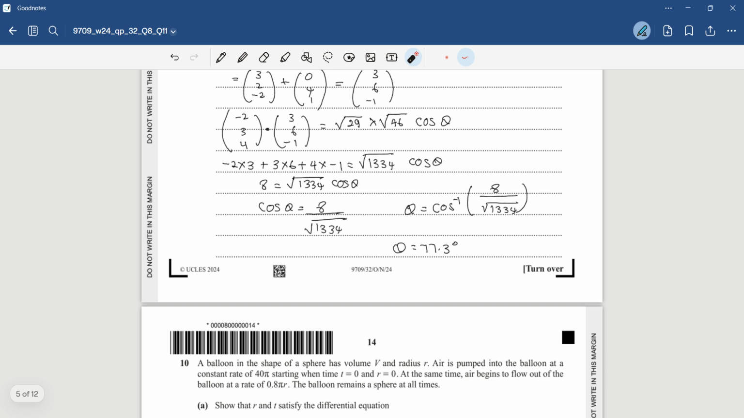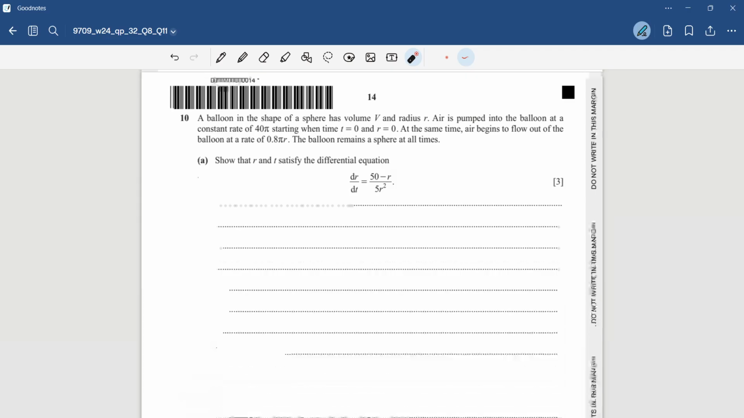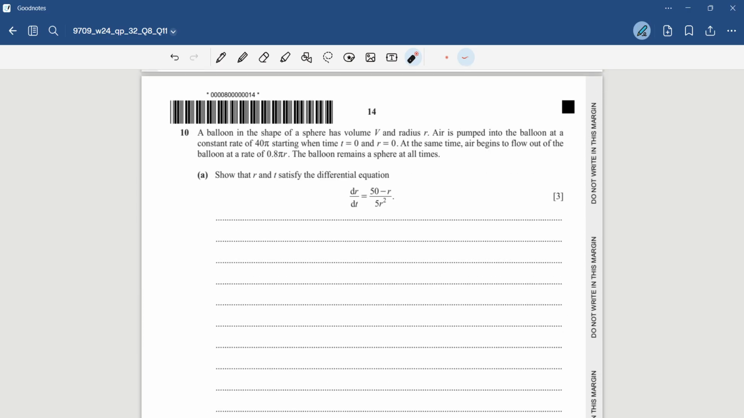Okay. Now, next question. Question number 10. A balloon in the shape of a sphere, volume V, radius r. Air is pumped into the balloon at a constant rate of 40 pi, starting when time equals 0 and r equals 0. At the same time, the air begins to flow out at the rate of 0.8 pi r. So you pump in 40 and it goes out at 0.8 pi r.